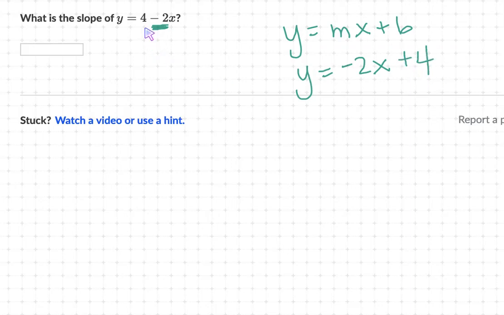So essentially they mixed it up. They switched my x and my b. So I'm switching it back. The 2 is negative, so that follows it, and the 4 has an invisible plus sign in front of it, so it's plus. So my slope here is whatever's attached to my x, and that's negative 2.